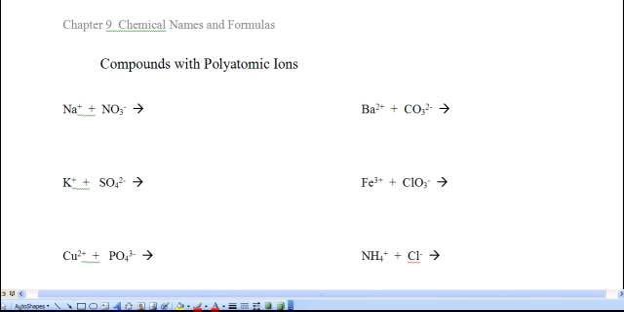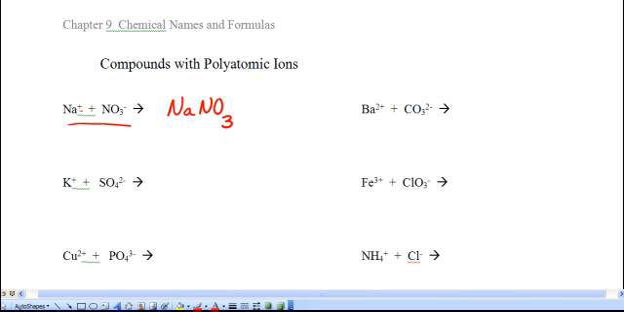For example, when you're dealing with sodium ions combining with the nitrate ions here in this first example, you're still going to crisscross the charges. You have a plus one here, you have a minus one here, so you're only going to need one sodium and one nitrate. So the formula will be NaNO3. One sodium, one nitrate.